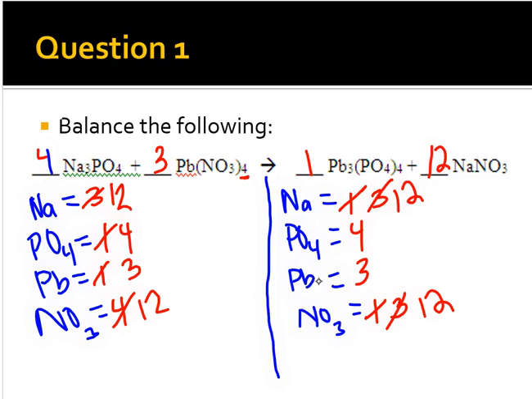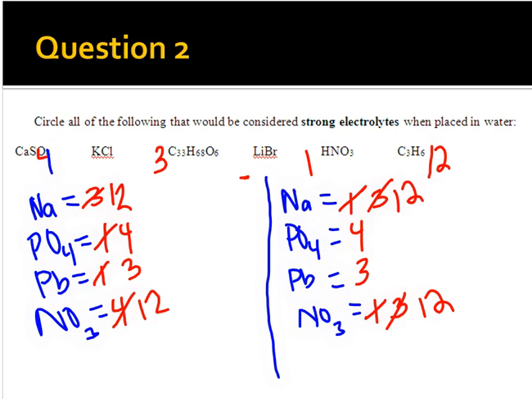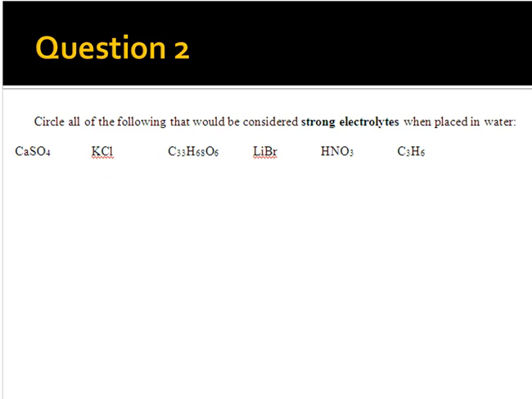All right, let's go to question 2. Let's get rid of this work right here because that was the last problem. There we go. Question 2 is now taking a look at your types of electrolytes. The question is, circle all of the following that would be considered strong electrolytes.